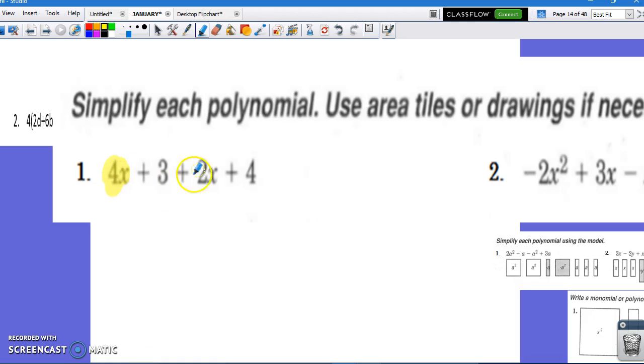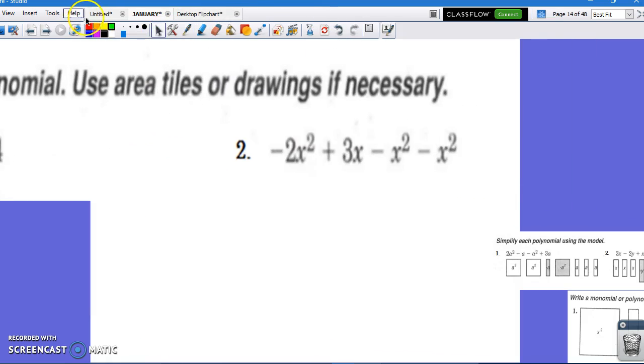So I have a 4x and a positive 2x. I have a constant 3 and a constant positive 4. Remember, constants are the numbers that don't carry the letters with them. So remember, simplifying and combining mean adding a positive 4 and a positive 2. And that's going to give me 6 x's altogether. So I took those out. Now I have a positive 3 and a positive 4. The answer is going to be a positive 7. And you're done. Okay?